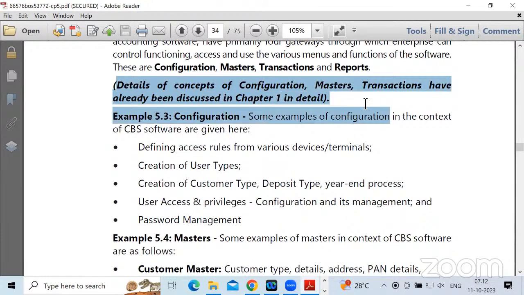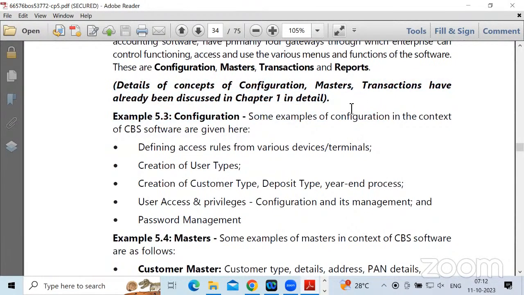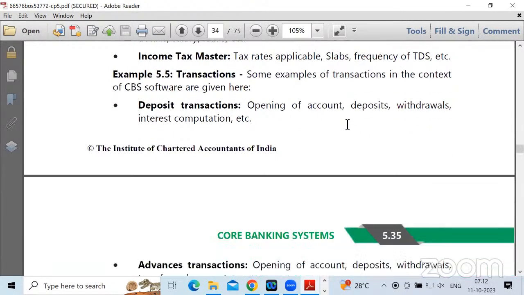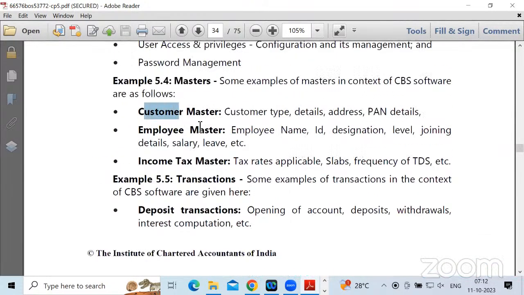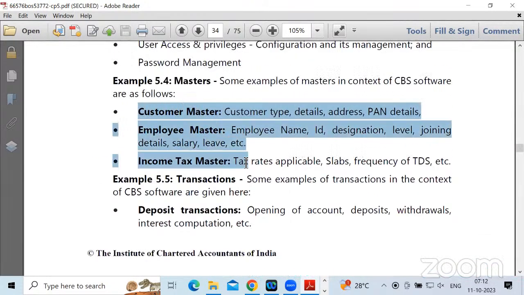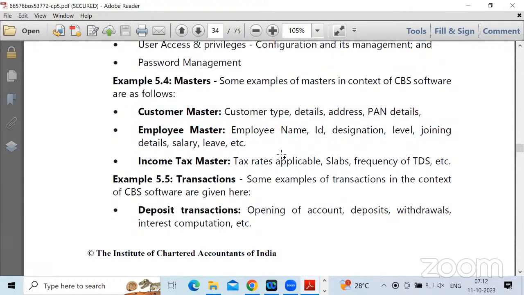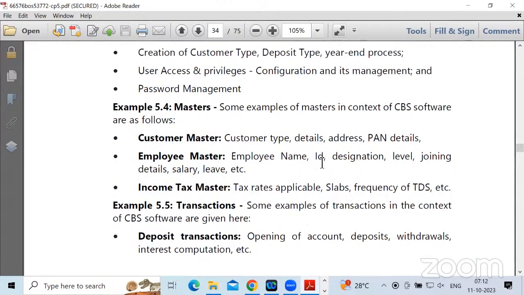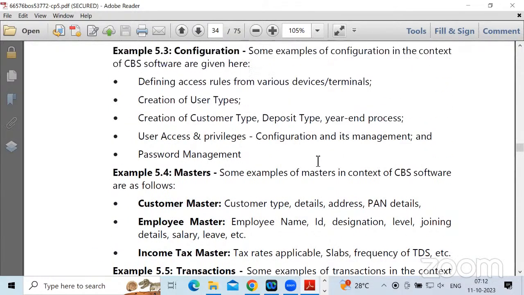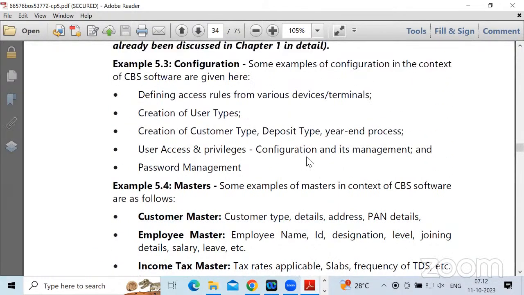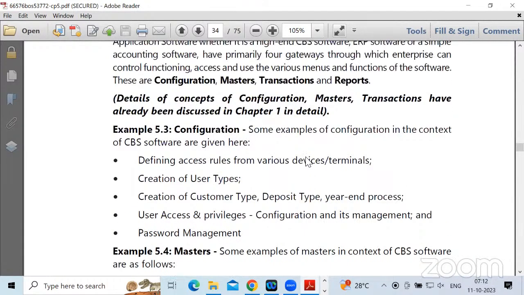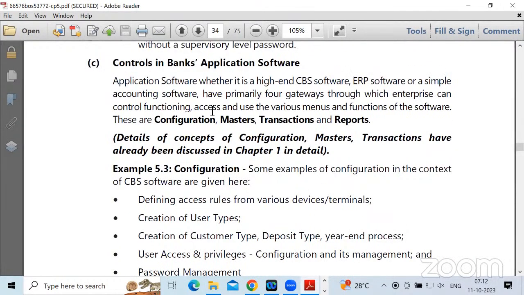Configuration, masters in chapter 1. We will discuss in chapter 1. The same thing is customer master, employee master, income tax master. We have to understand what is master and the transaction. Now itself I will teach you. See, master means the data which is not changing. Transaction means the data which is day-to-day operation. So this is a little important. Kindly mark this as an important question.